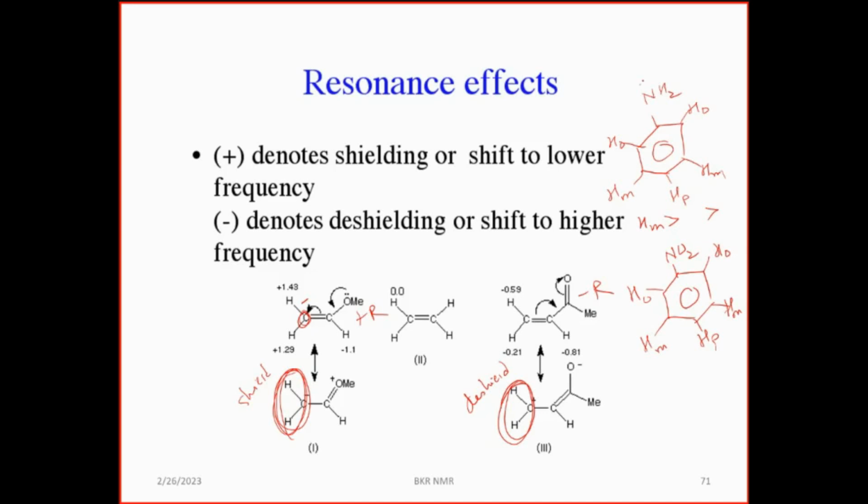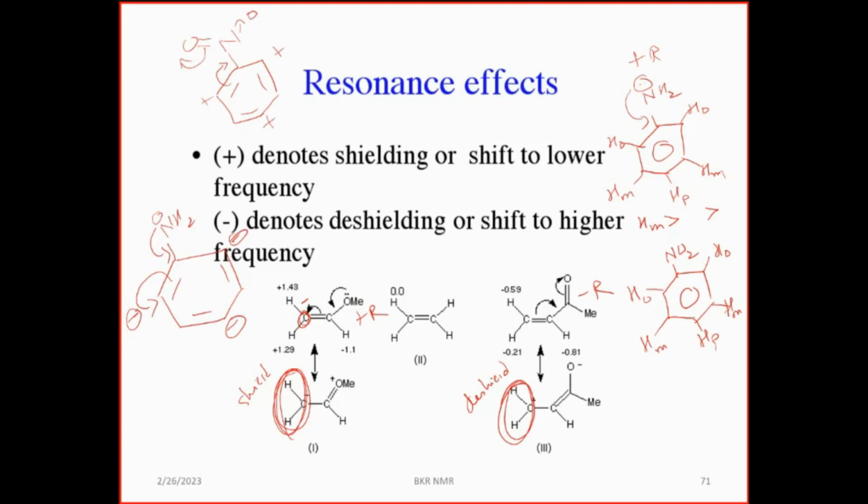Why? Because aniline is electron donating with a plus R effect. So what do the electrons do? They pump in. So when you have an electron donating group, what will happen? It will increase electron density in the ortho and para positions. Suppose I have an electron withdrawing group, what will it do? What does a minus R group do? It will withdraw the electrons away from the benzene ring, so it will create a positive charge at those positions. So nitro ortho and para are de-shielded, and aniline ortho and para are shielded.